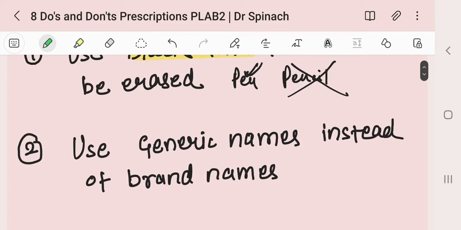The second thing is we need to use only and only generic names instead of brand names. So that means you should not use Augmentin for amoxicillin. You need to use amoxicillin and clavulanic acid instead of Augmentin, for example.